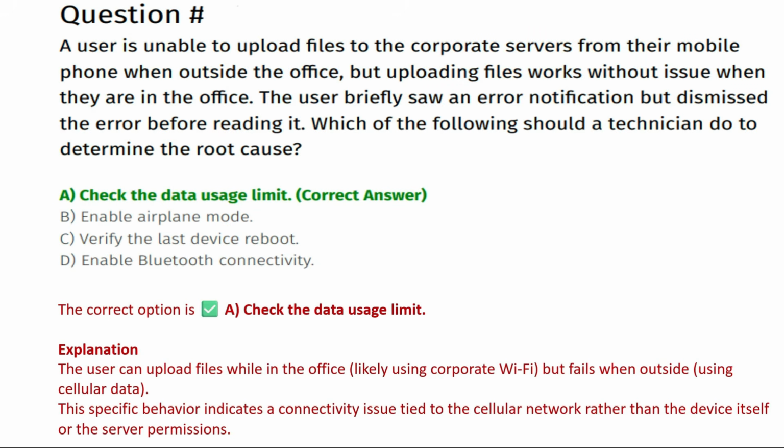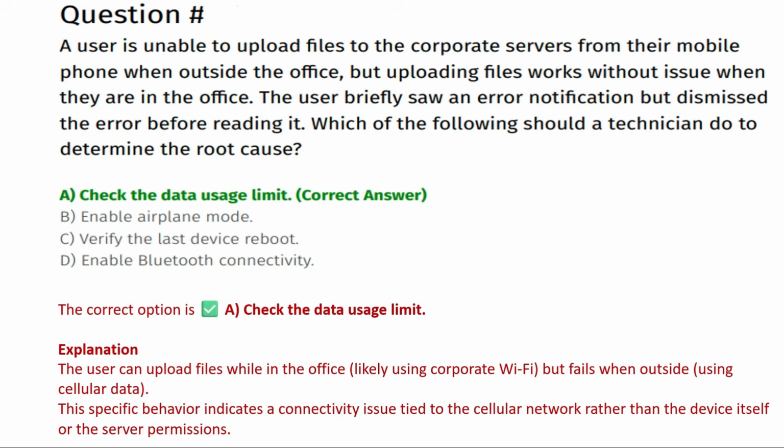The next question is, a user is unable to upload files to the corporate servers from their mobile phone when outside the office, but uploading files works without issue when they are in the office. The user briefly saw an error notification but dismissed the error before reading it. So which of the following should a technician do to determine the root cause? Option A, check the data usage limit. Option B, enable airplane mode. Option C, verify the last device reboot. Option D, enable Bluetooth connectivity. And the correct answer for this question is option A, check the data usage limit.